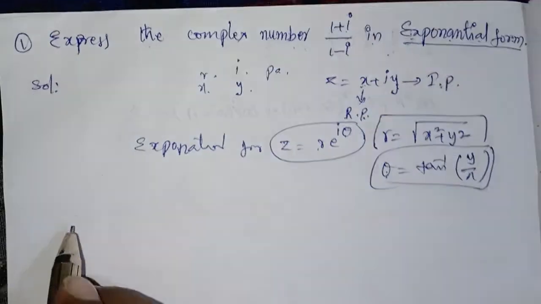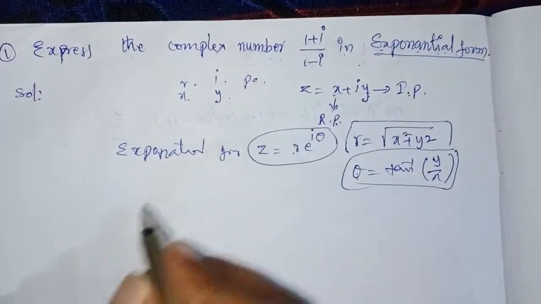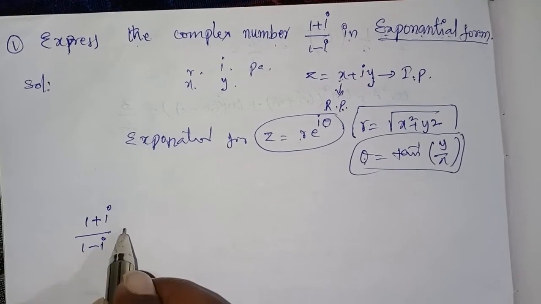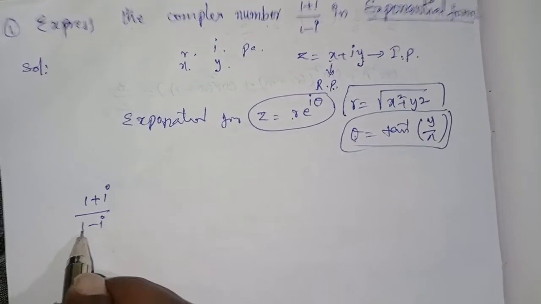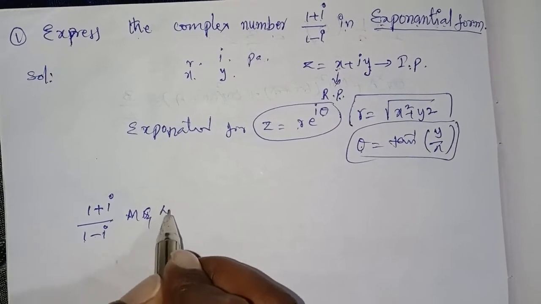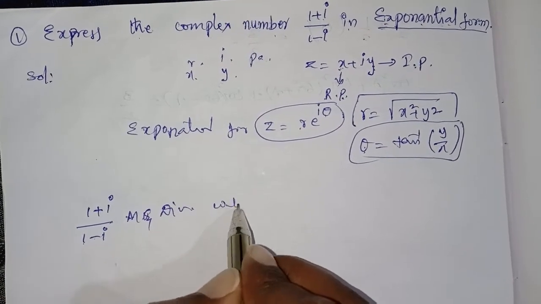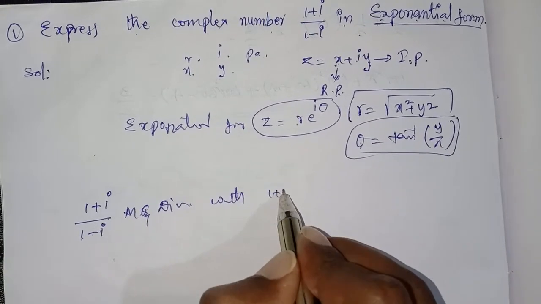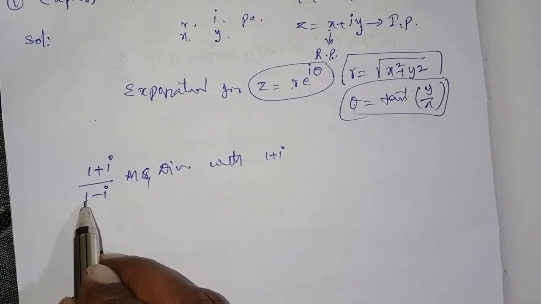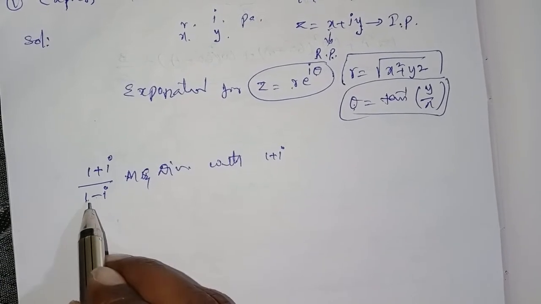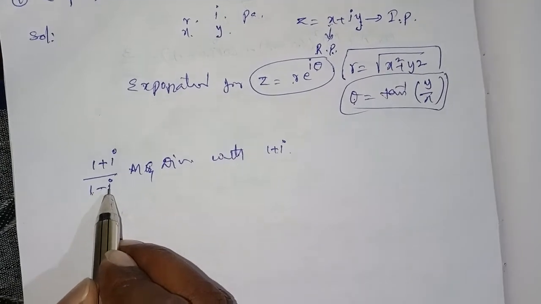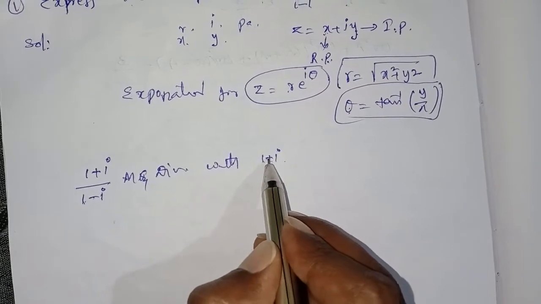So for that, consider the given complex number, that is (1 + i)/(1 - i). See, what is the denominator? It is 1 - i. Multiply and divide with 1 + i. See here, the rationalization factor of the denominator is 1 + i, because here we have 1 - i. So we need to multiply by 1 + i.